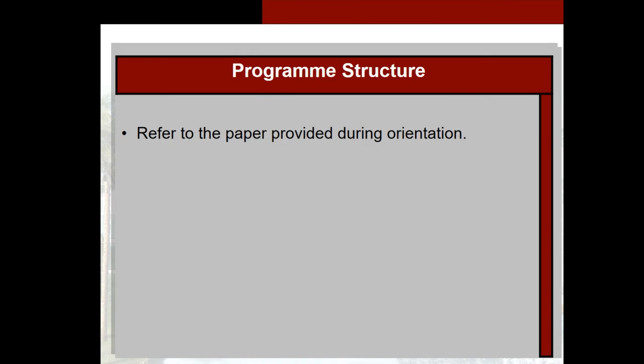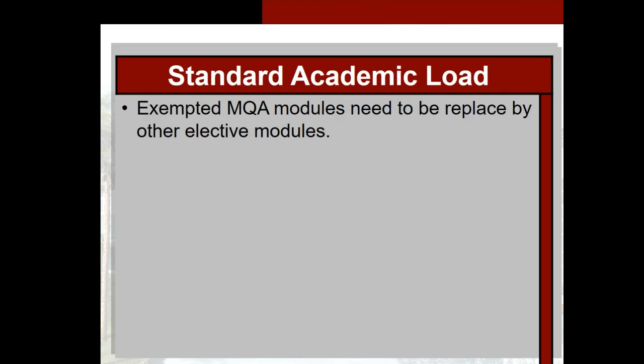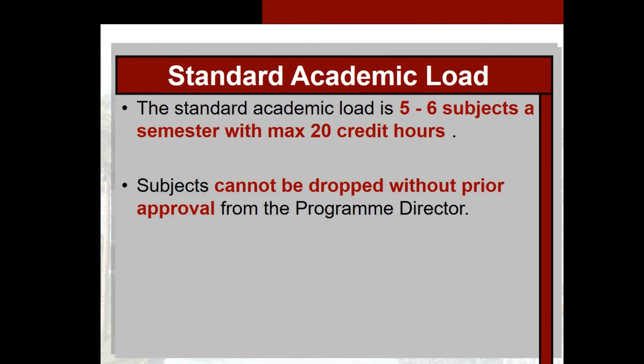You will be shared the program structure for your programs, and you can access them when you go into your student portal. Standard academic load. Exempted MQA modules need to be replaced by other elective modules. Standard academic load is 5 to 6 subjects per semester with a maximum of 20 credit hours. Subjects cannot be dropped without prior approval from the program director.